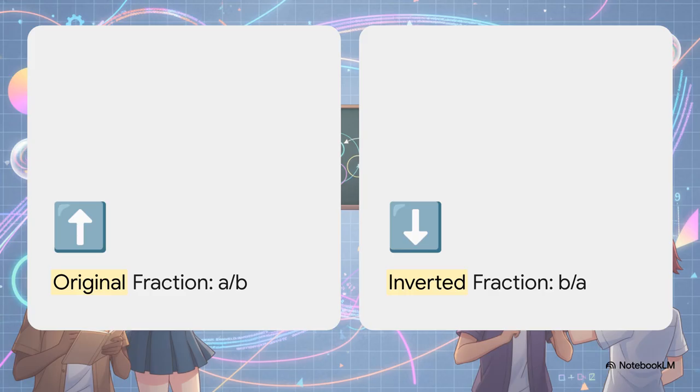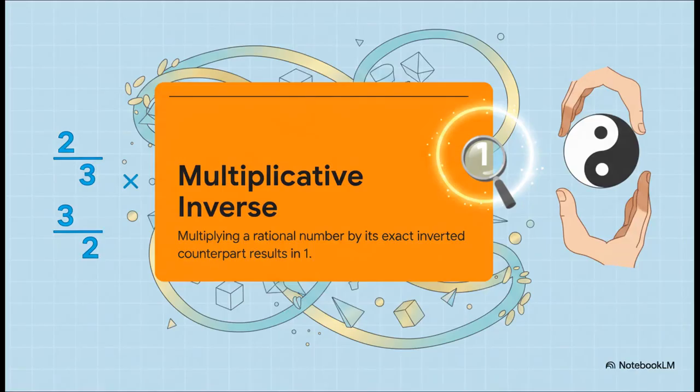The a on top cancels the a on bottom. The b on the bottom cancels the b on the top. Any fraction multiplied by its exact inverted version creates this super neat, perfect cancellation. We can close this specific mystery by declaring that this beautiful, neat cancellation is called the multiplicative inverse.